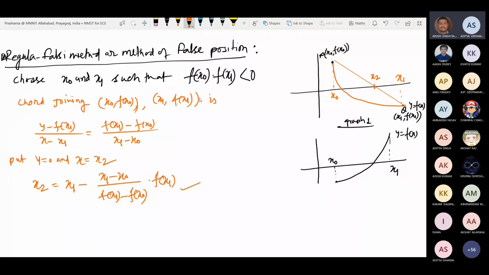Now, what will happen? The root will be in one of the two intervals. Either the root will be lying on x0 to x2 or x2 to x1. Is not it? Once you get x2, the root will be lying in one of them. So check the sign of f of x2.